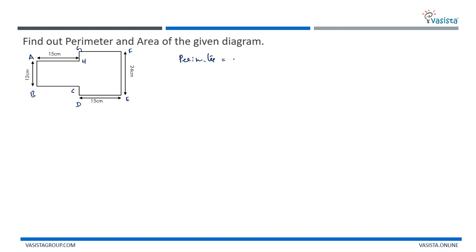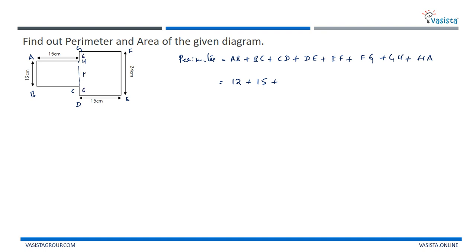of this diagram is equal to AB plus BC plus CD plus DE plus EF plus FG plus GH plus HA. Right, let us go with this. AB is equal to how much? That is 12 plus BC. BC is parallel to AH, so that is going to be 15 plus CD here. This is 24. So, this is going to be 6 and 6 here.